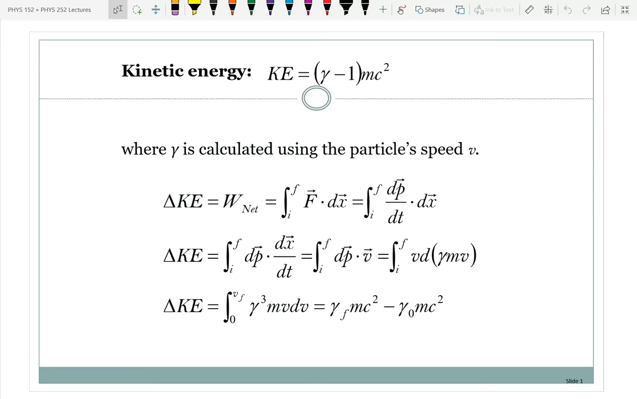We're going to do one thing before we get into quantum mechanics, and that is finishing up a relativistic calculation. And that is the actual calculation for kinetic energy. In class, I showed this page. And voila, here's our result: kinetic energy final minus kinetic energy initial.